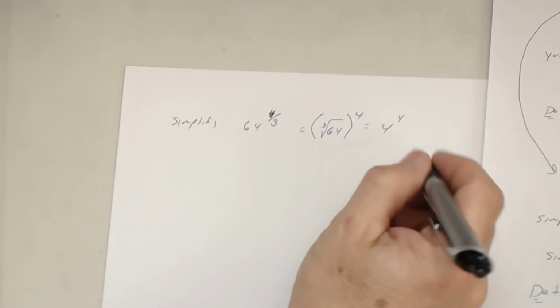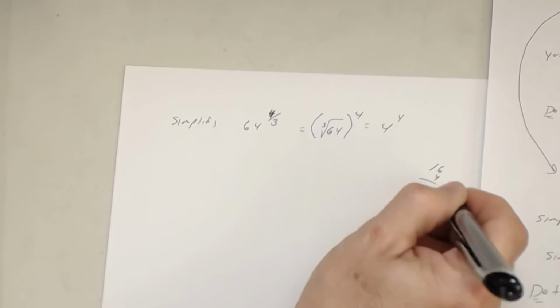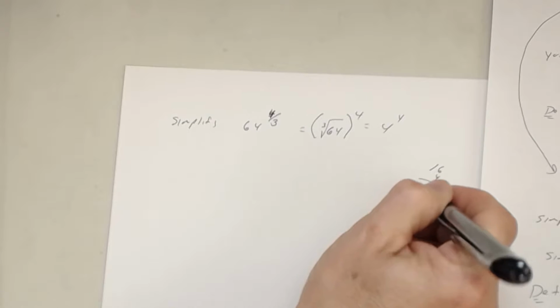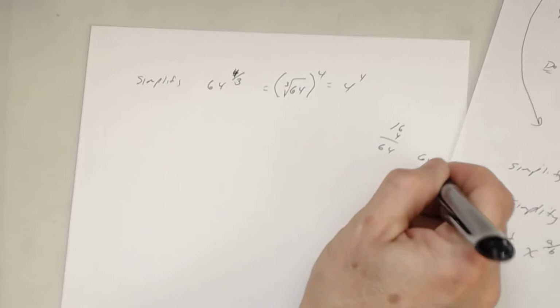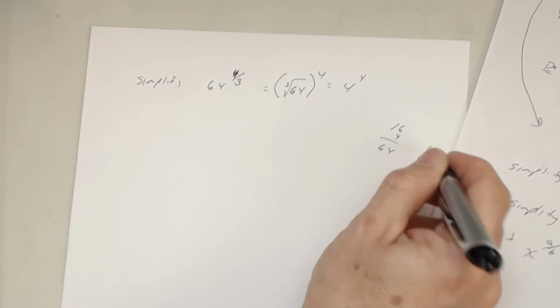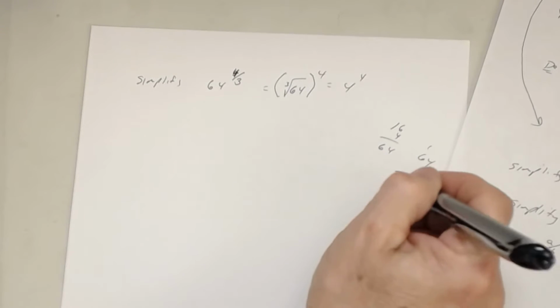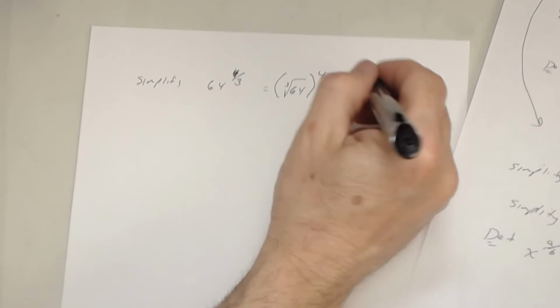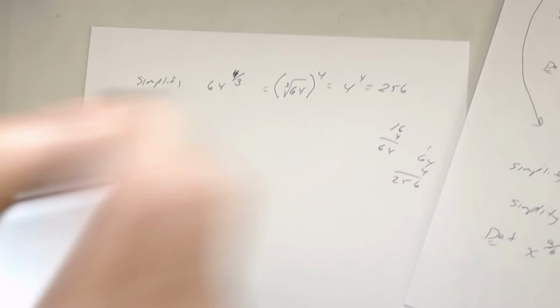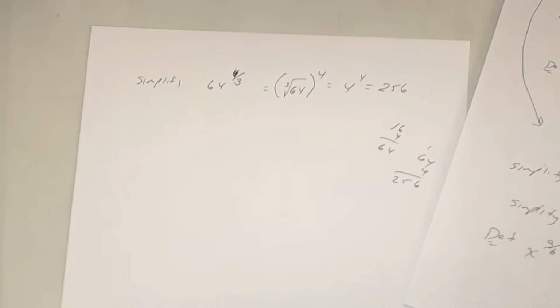4 times 4 is what? 16. 16 times 4 is what? And as you can say, 64 times 4. So 4 times 4 is 16. 6 times 4 is 24. What's that, 256? So the answer is 256. Okay? That's all you do. That's all that is, just knowing that one definition.